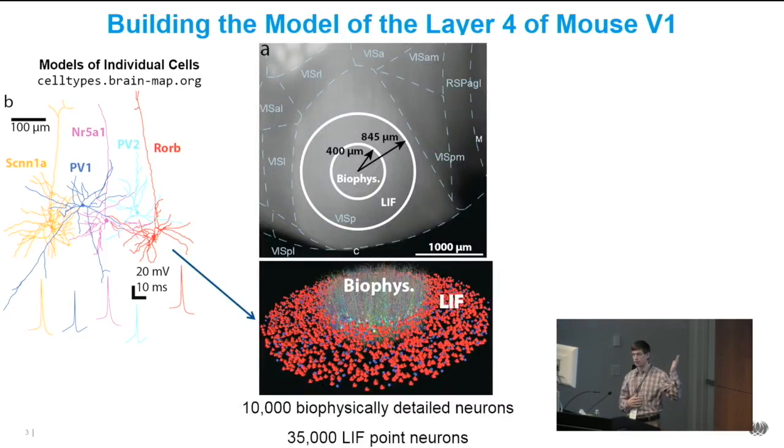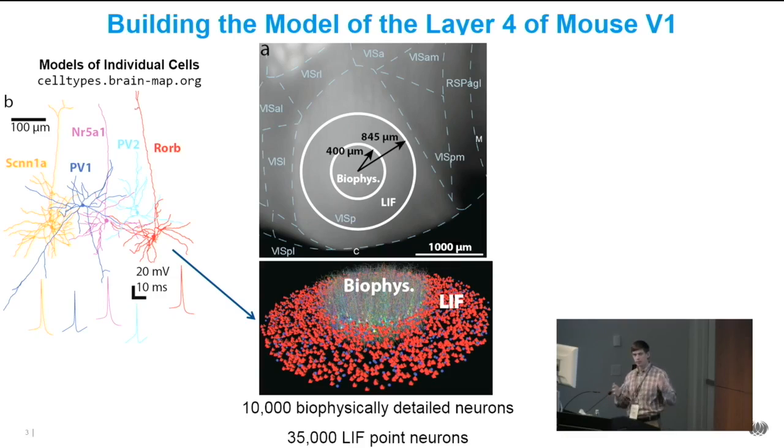So now these are cells that have very sophisticated descriptions of the biophysical mechanisms of their ion conductances, and they use multiple compartments to represent the morphology of cells. So these are very detailed, computationally expensive models. So we have 10,000 such biophysically detailed cells. They are surrounded by another 35,000 of much simpler leaky integrate-and-fire point neuron models that provide boundary conditions.